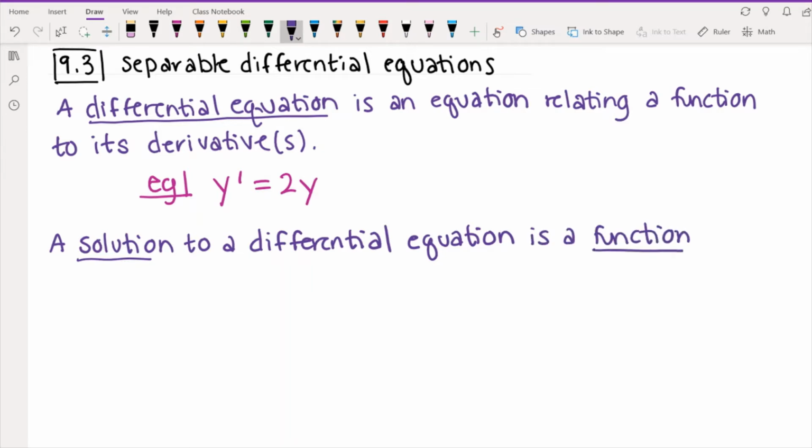And so in most of the examples we'll be doing in this video, it'll be a function y, which is a function of x. So, y is equal to something involving x. It's a function that satisfies the equation. It's a function that if you were to plug it into the equation, you would get a true statement.